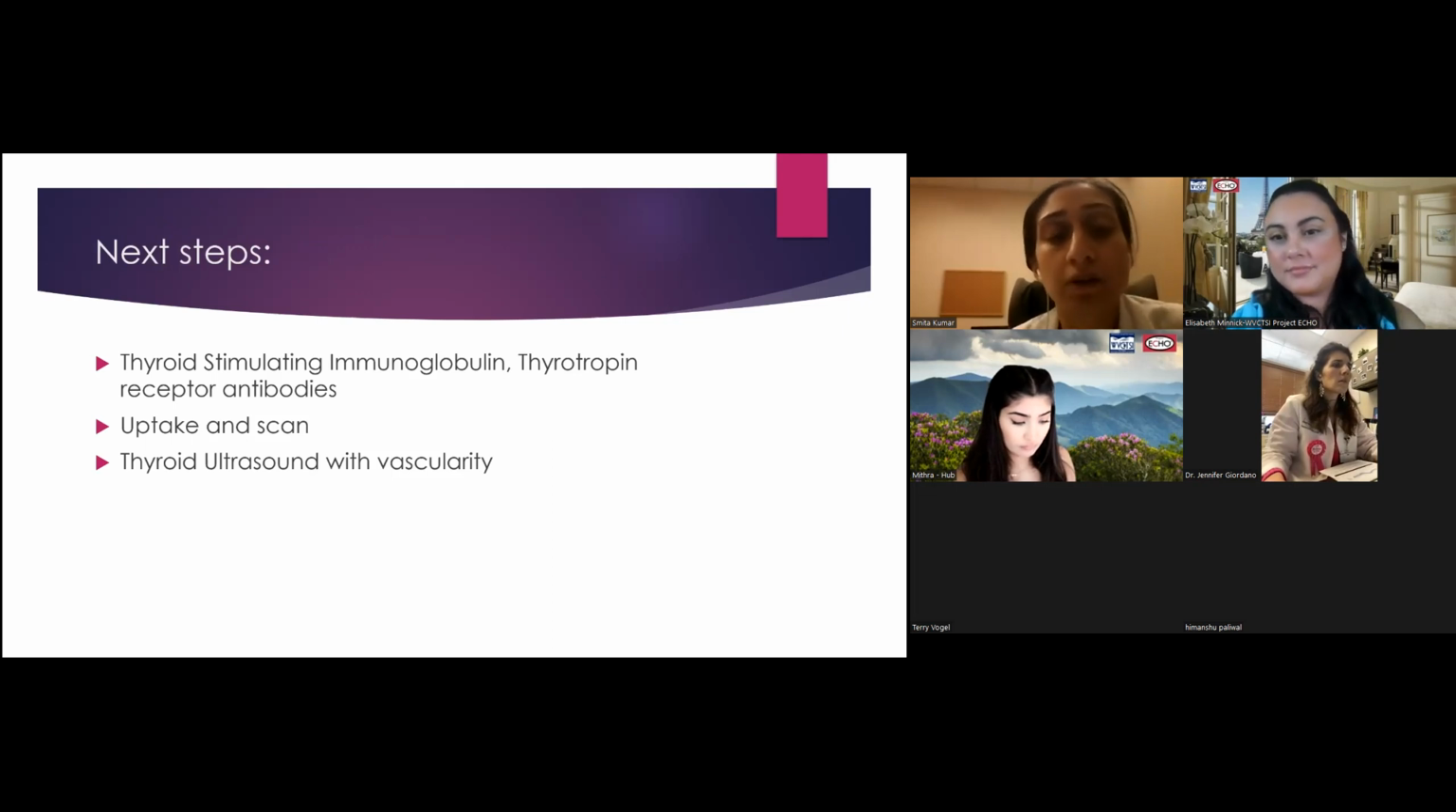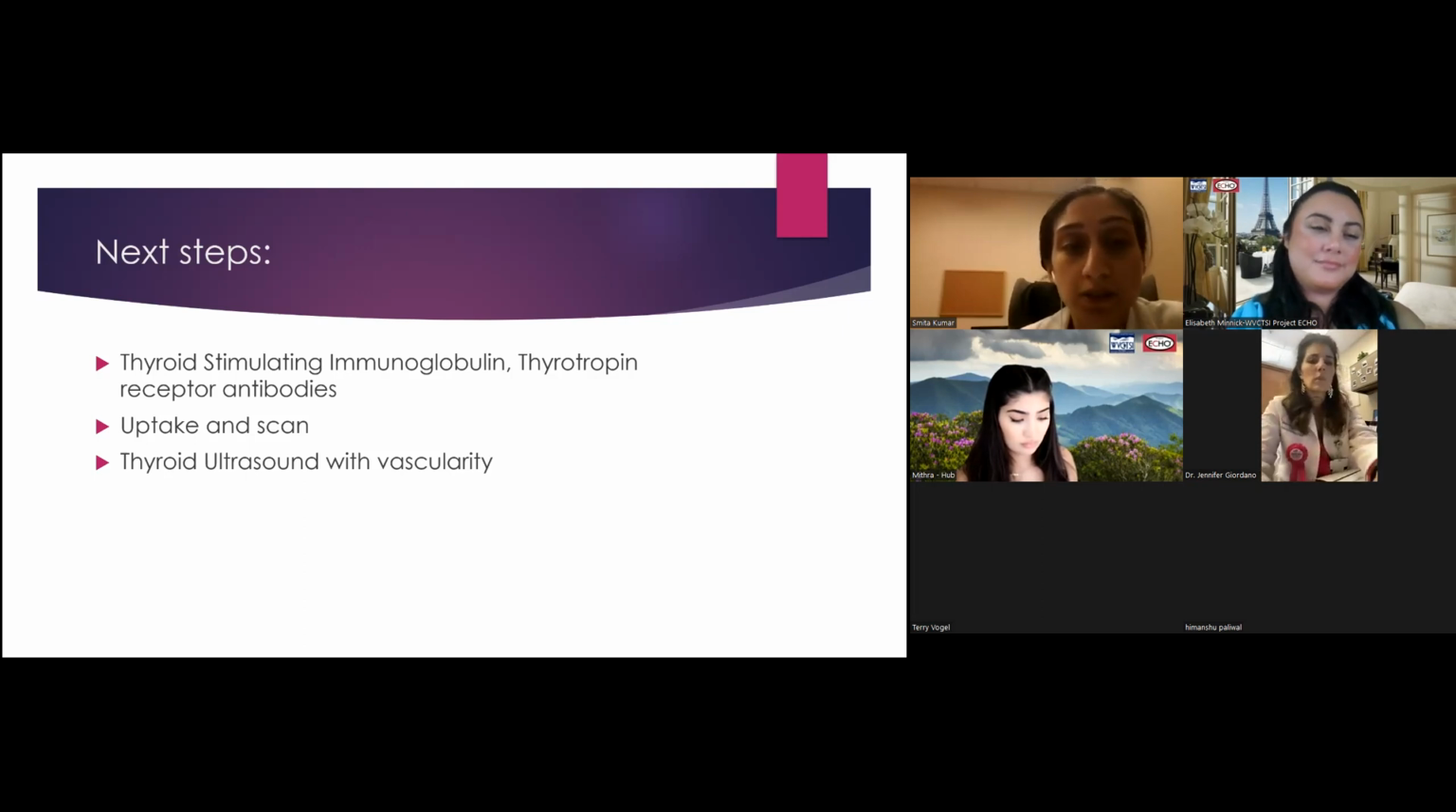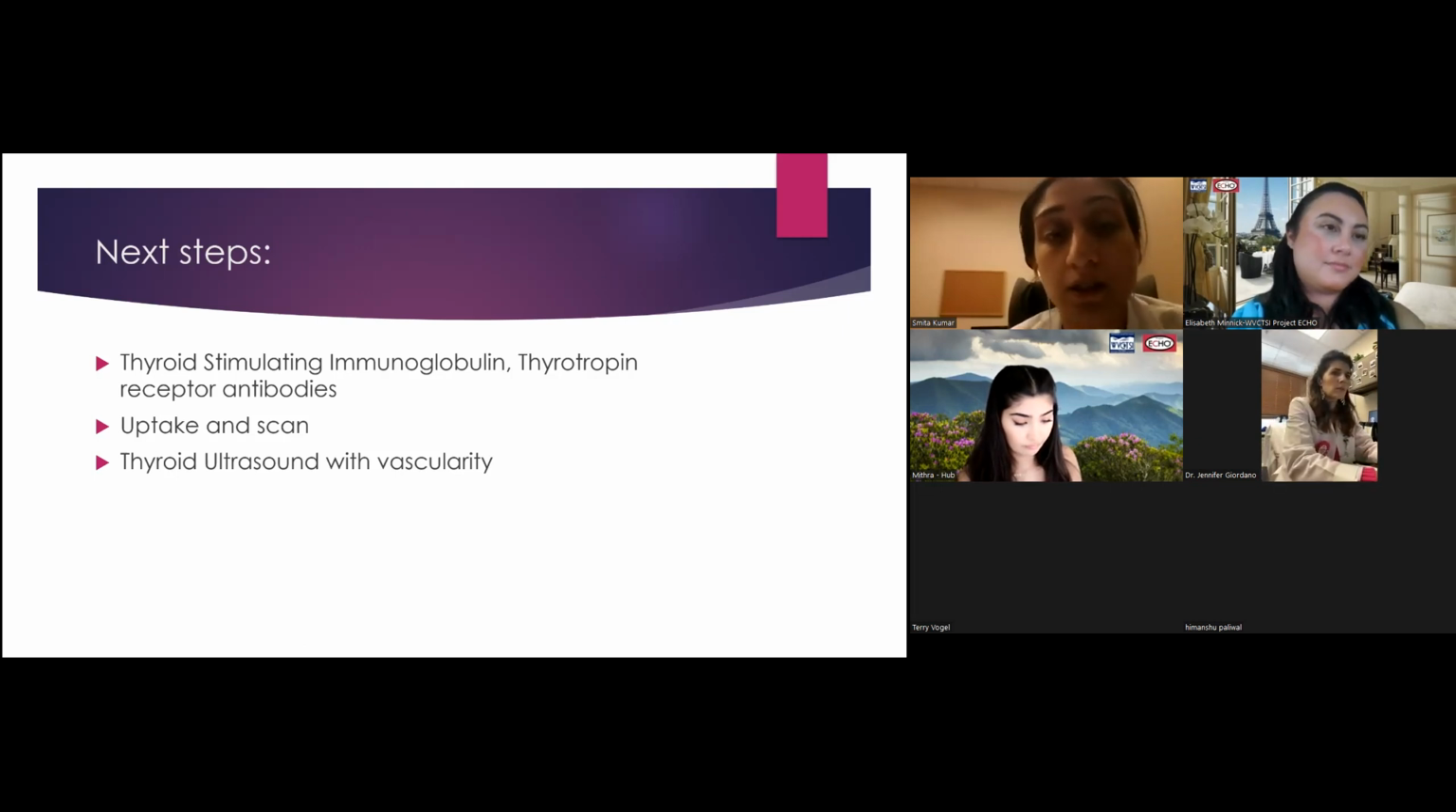In terms of evaluating hyperthyroidism, generally once a patient comes in with elevated thyroid labs, what I typically do is first evaluate for Graves' disease. You can do that with just a blood test. You can send off a thyroid stimulating immunoglobulin and thyrotropin receptor antibodies. If those come back positive, you don't necessarily need to get an uptake and scan because you already have your answer. If those come back negative, then you want to go on and do an uptake and scan.